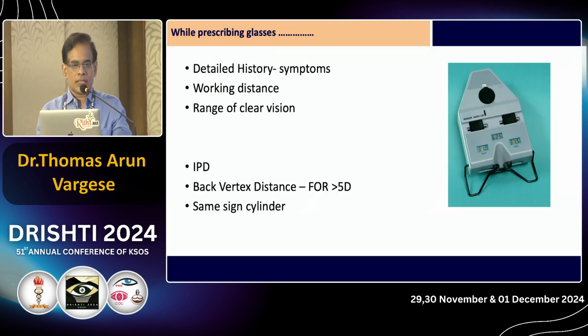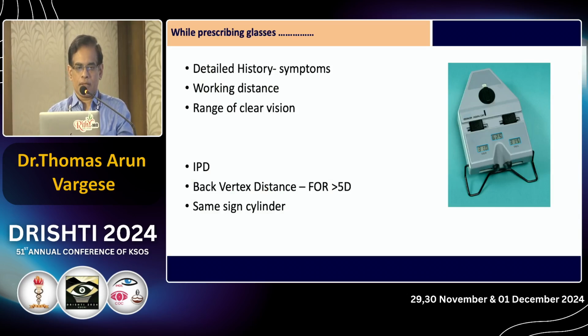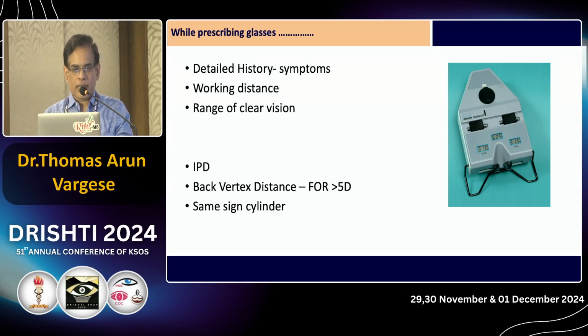Of course, certain things where we have to play an important role are a detailed history and symptoms. The occupation of the patient and their working distance are extremely important, and we should make sure of that before we give our prescription. And also the range of clear vision that they would like to have.